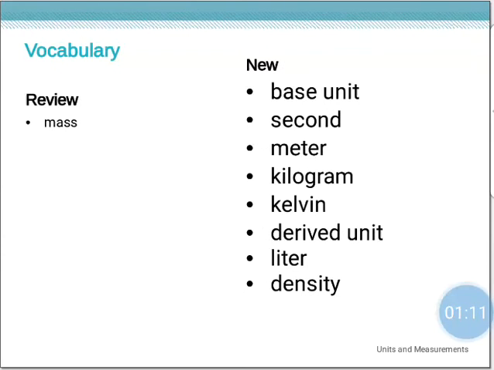Our vocabulary words this week are base unit, second, meter, kilogram, Kelvin, derived unit, liter, and density. We're going to be talking about those words quite a bit.